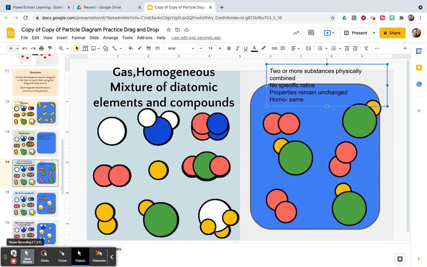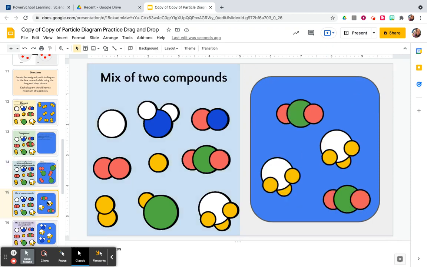Okay, I'm going to go on to our next slide. Our next slide was asking us for a mixture of two compounds. So I took two compounds. I look at this and I see that this is a mixture. Currently, it's in a gaseous state.